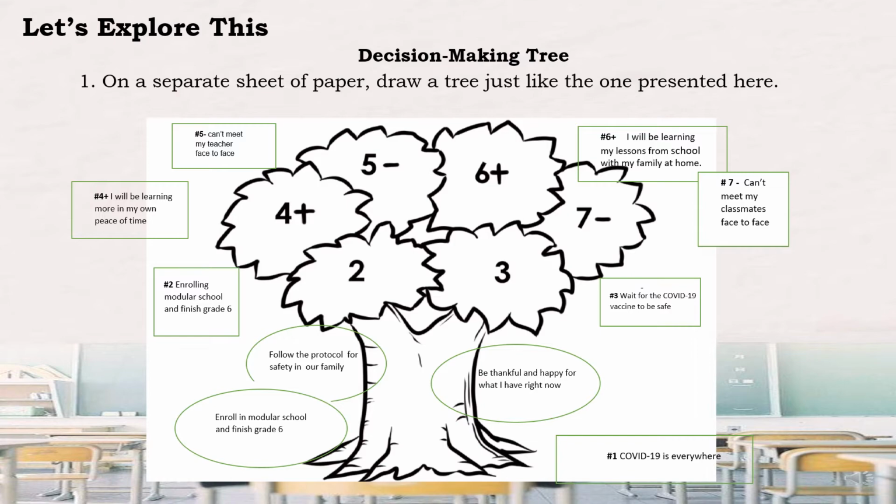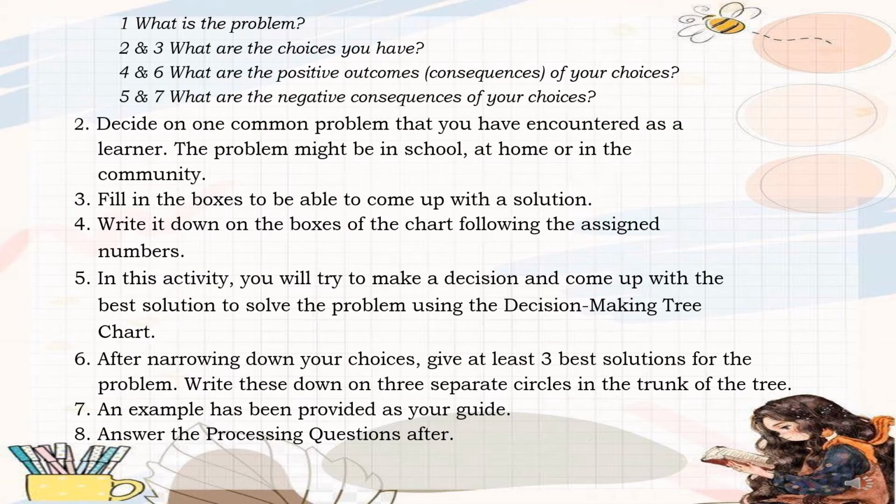For your Let's Explore This activity. Decision-making tree. Number 1. On a separate sheet of paper, draw a tree just like the one presented here. It will serve as your guide for you to answer the activity correctly. 1. What is the problem? 2 and 3. What are the choices you have? 4 and 6. What are the positive outcomes, consequences, of your choices? 5 and 7. What are the negative consequences of your choices?